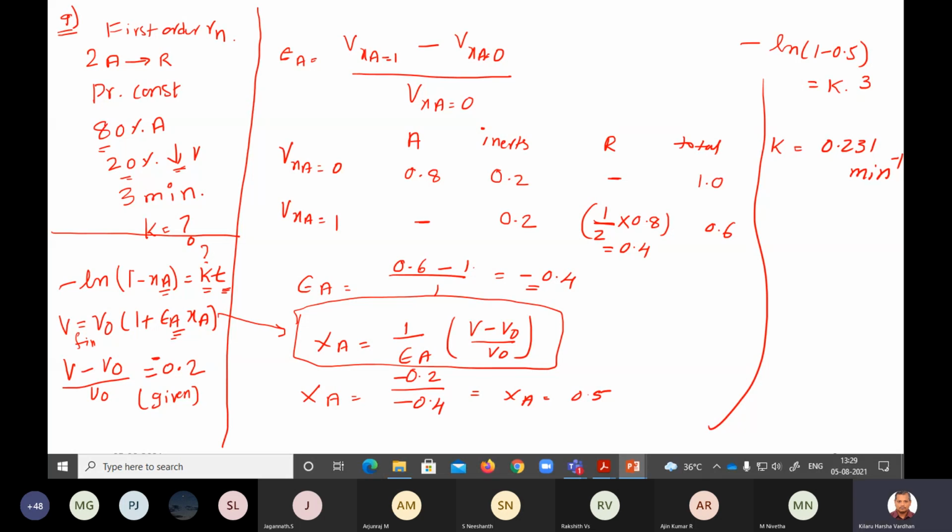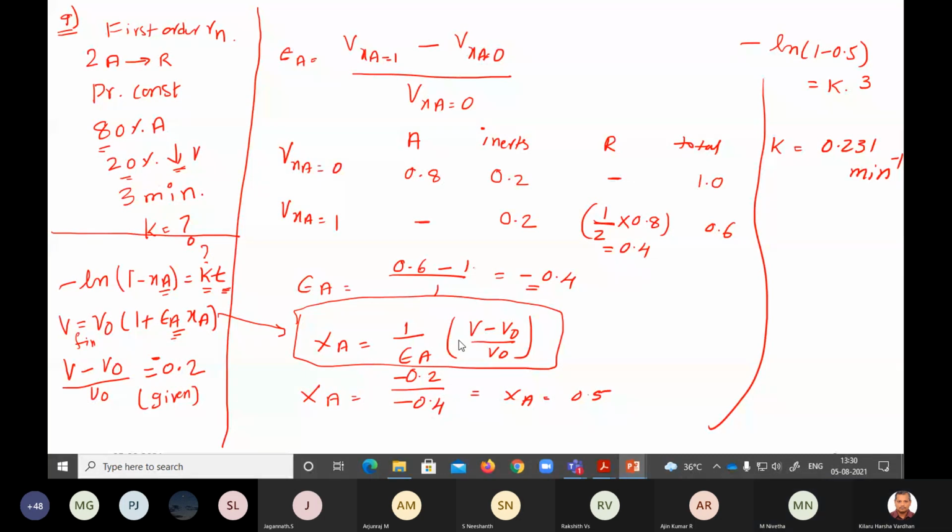So here one important catch is this. What is this volume reduction? Volume reduction is nothing but (V minus V naught) by V naught: final volume minus initial volume by initial volume. That is the fraction. If you want the percentage, you multiply by 100. Otherwise, if you want it in terms of less than 1, for 20% it is 0.2. Okay. Any doubt here?